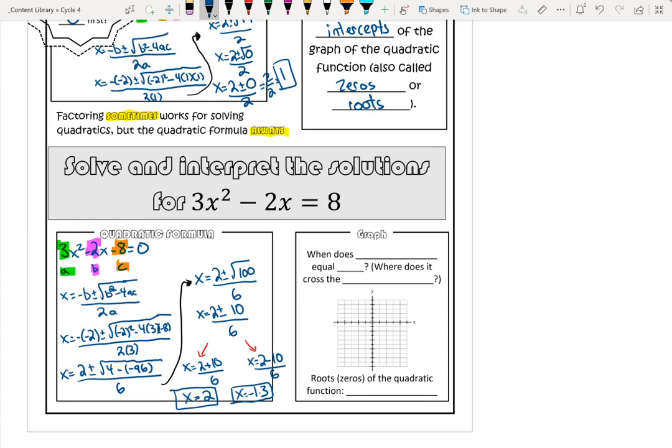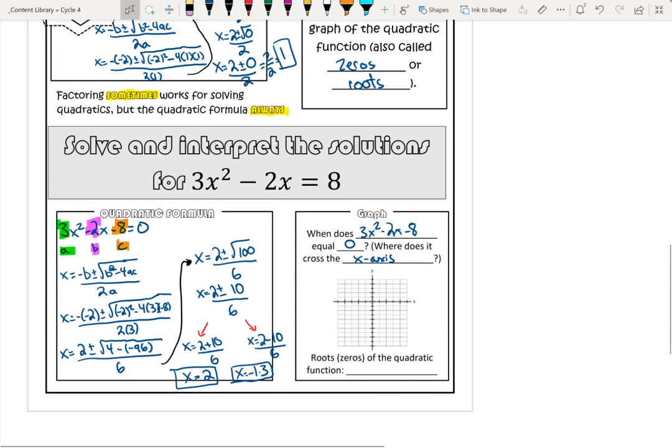So basically what I've asked is, when does that quadratic function, 3x squared minus 2x minus 8, equal 0? Or basically, where does it cross the x-axis? And we found that the roots of this, or where it crosses, are at 2, 0, and negative 1.3, 0. So if I were to graph that, I would graph those x-intercepts there.